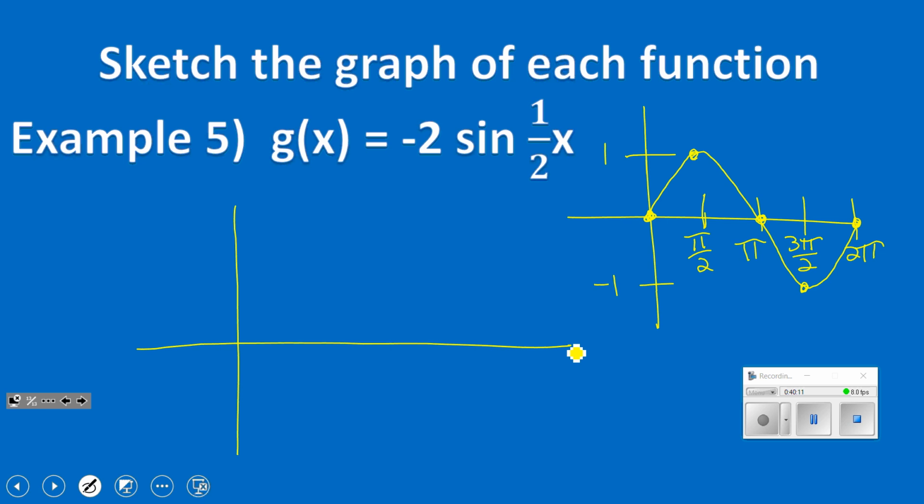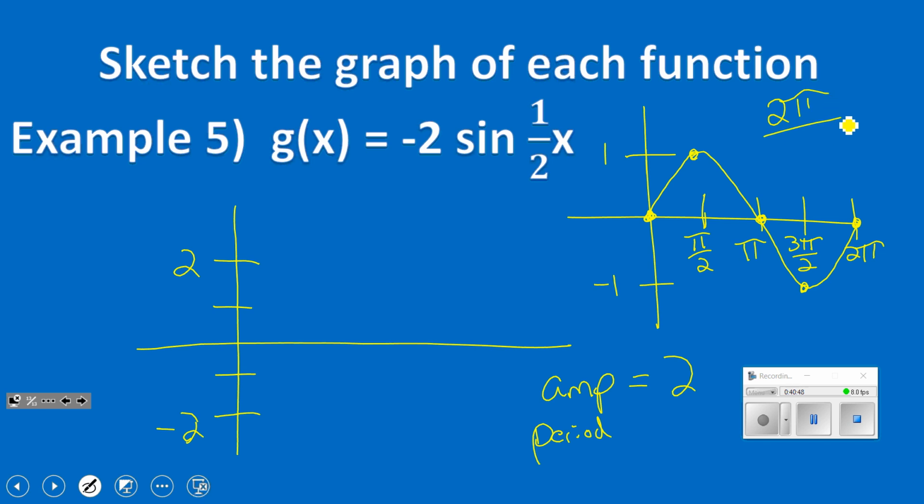Okay. So here we go. Let's maybe make a list. We know our amplitude is going to be what for this problem? 2. That means instead of going up to 1, I'm now going up to 2, and I'm going to go down to -2. We know that our period, the length for one complete wave, normally is 0 to 2 pi. How are we going to get the period? We take 2 pi and divide it by what? 1/2. What do you get?